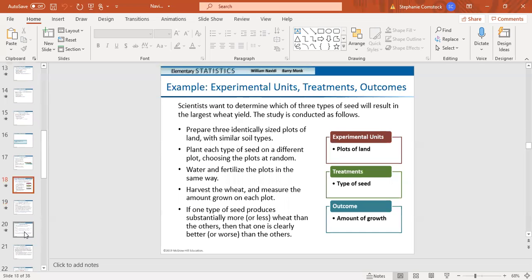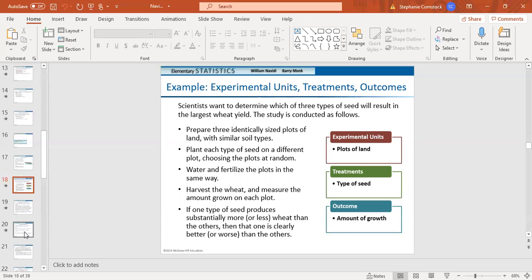The first example they give us is: scientists want to determine which of three types of seeds will result in the largest wheat yield. Okay, so the input is the type of seeds, or the treatment will be the type of seeds. The outcome is going to be the amount of wheat yield that we get.